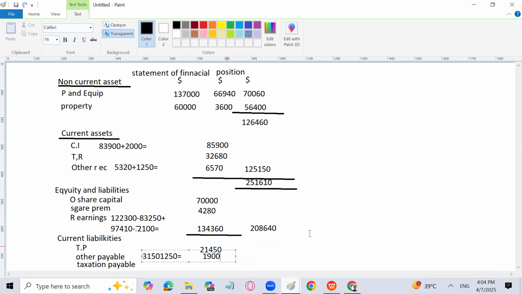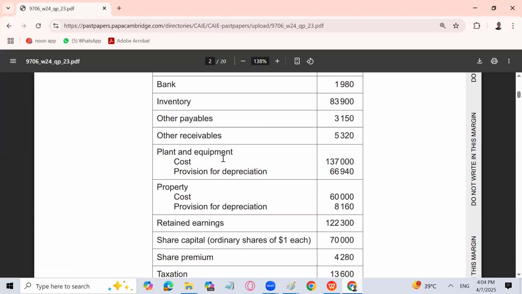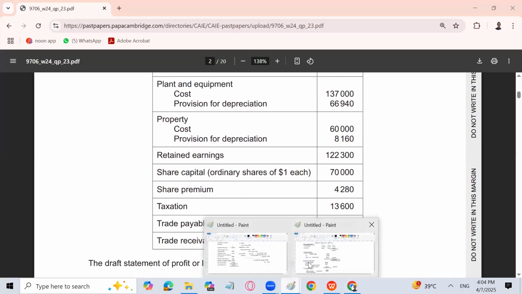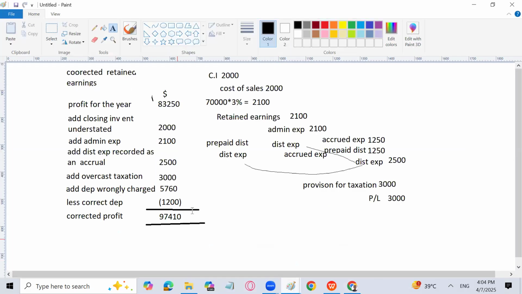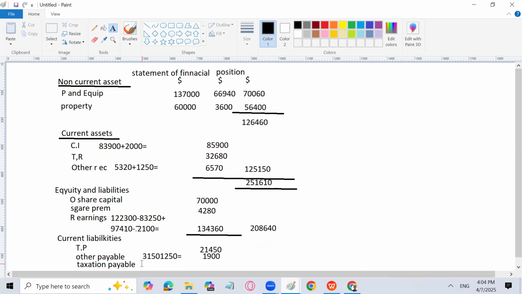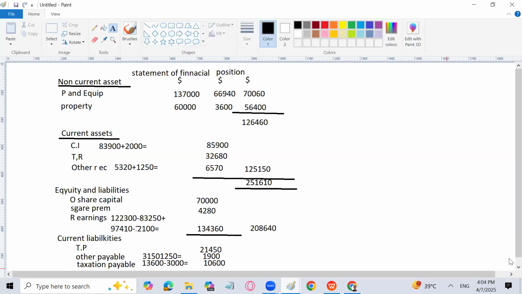And then taxation payable. Bank overdraft will also come. Taxation is 13,600. And taxation has been written additional, so we need to subtract the amount of taxation. 3,000, yes. So 13,600 minus 3,000. That is 10,300. Sorry? 10,600. Okay.